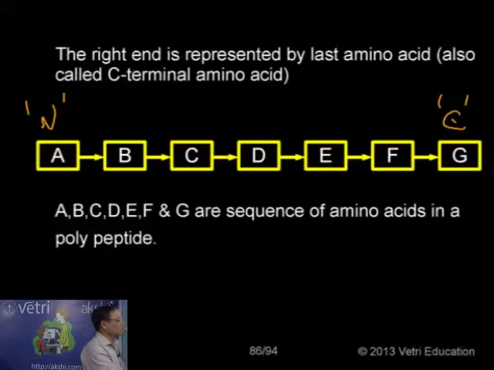Here I represented A, B, C, D, E, F, each one representing an amino acid. The sequence is that one. These are the sequence of amino acids in a primary polypeptide chain.